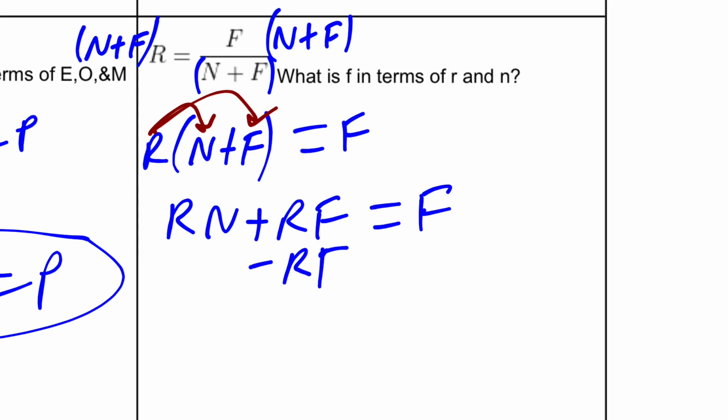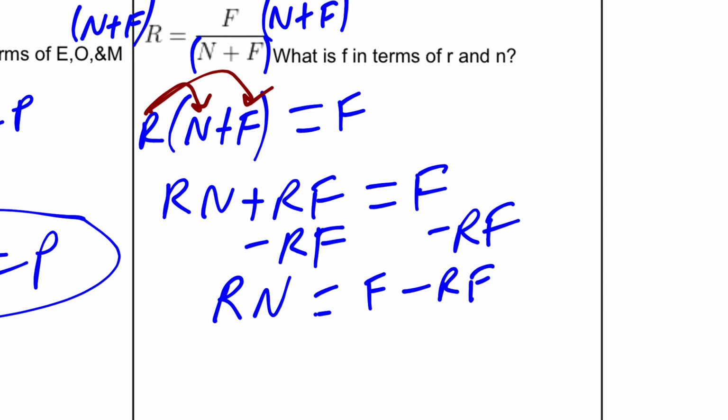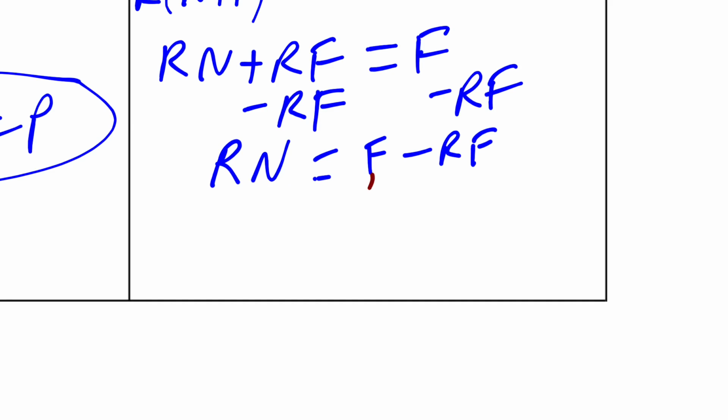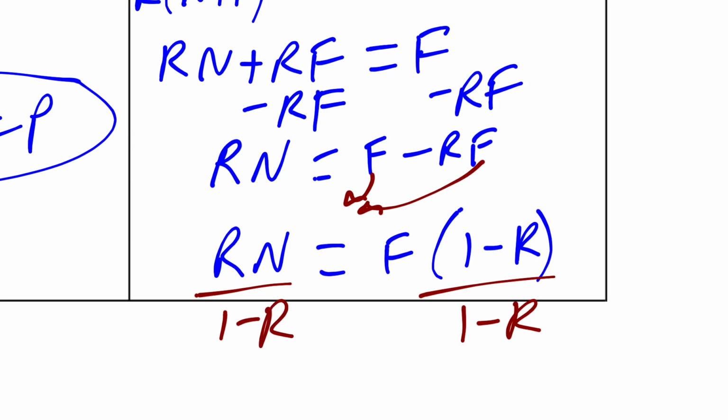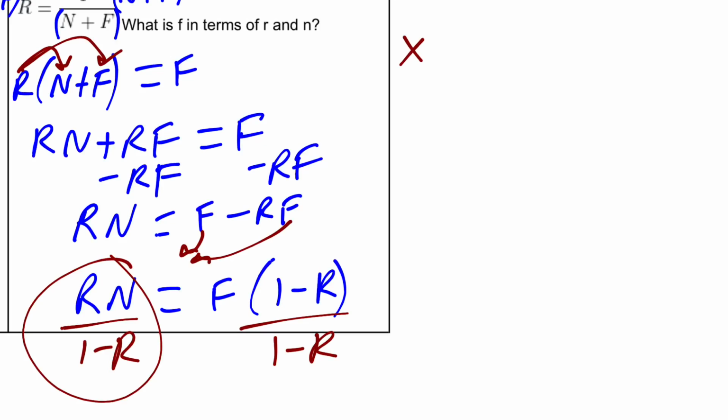And let's put all the f's over here on the right by subtracting. So we have Rn is equal to f minus Rf. And this is where we do the opposite of distributing. We pull out common factors. And we can rewrite this as Rn is equal to f times 1 minus r. Finally, we divide by 1 minus r on both sides. And there's our answer.